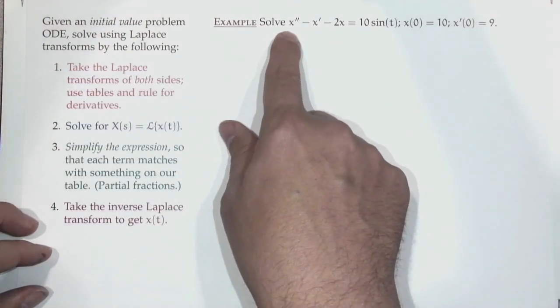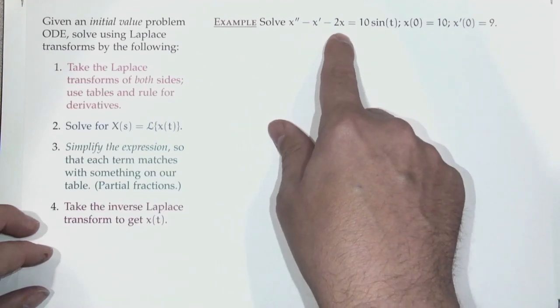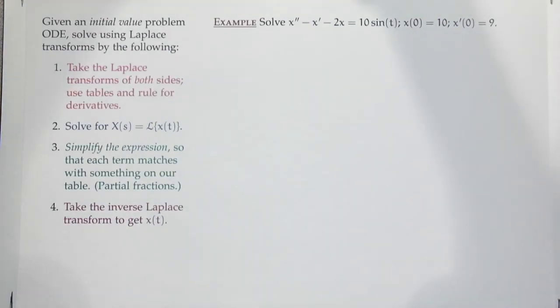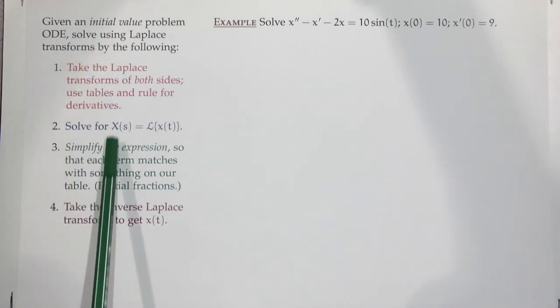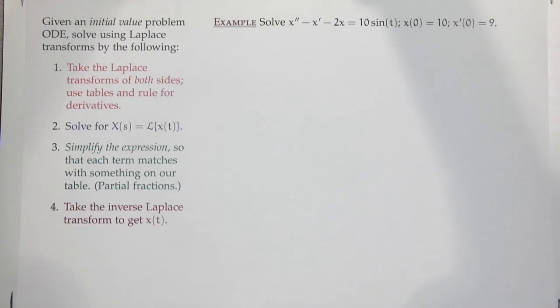So solve x double prime minus x prime minus 2x equals 10 sine of t, x of 0 equals 10, x prime of 0 equals 9, and for an added challenge, do it before time runs out. All right, I like the added challenge. Okay, so where do we start? What's our first step? Yeah, take the Laplace transform of both sides. We know that because it says it right here. Now, on the test, it won't give you this. So hopefully you learn the process between now and when the test happens.